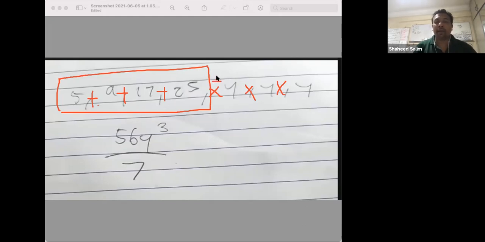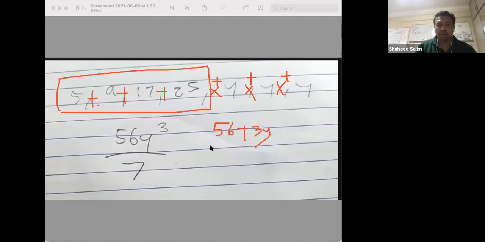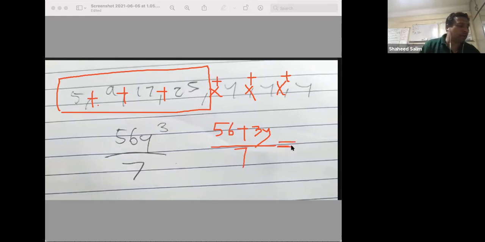You have to plus all of them. So what do you get? You get 56 plus 3y. Okay. Now, you got to be conscious when you're doing it. So now, if you divide by 7, yes, what do you get? You get the average of what? What is the average? It is 23, like that.